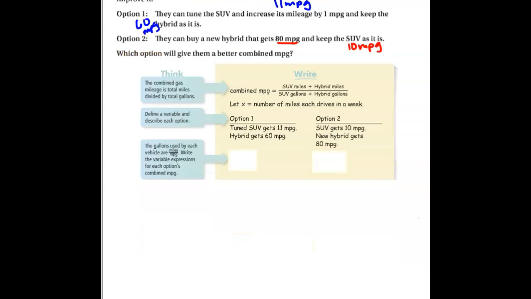Okay, so when we look at combining it, our combined gas mileage is the total miles divided by the total gallons. So we're going to take the SUV miles and the hybrid miles and add them together. We're going to take the SUV gallons and the hybrid gallons and add those together. So total miles divided by total gallons. We're going to let X stand for the number of miles that each drives in a week. And it says they both drive the same amount. So the man and the woman are both going to be driving X miles each week. All right, let's look at option 1.